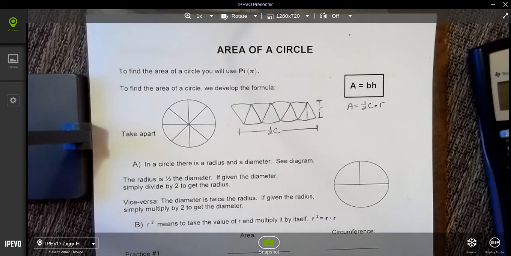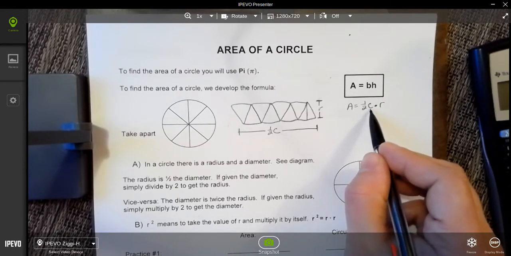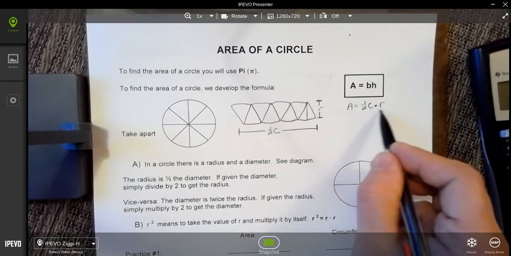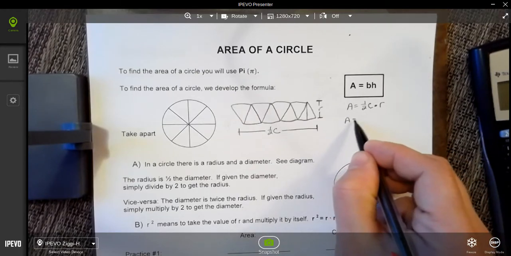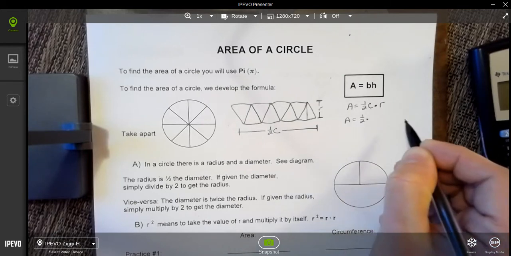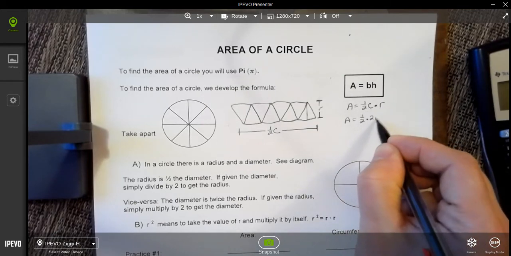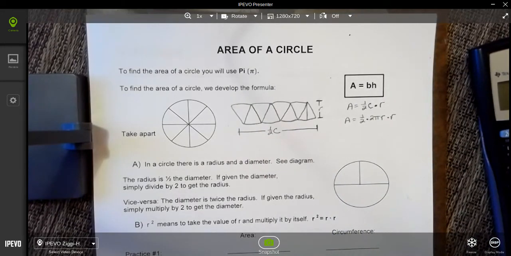Okay, and now we're going to do another substitution. Rather than keeping this in terms of the circumference, we learned yesterday that the circumference could either be pi times the diameter or 2 pi times the radius. And since we're using the radius here, that's what we're going to do. We're going to substitute in the circumference formula using the radius. So we're going to keep our 1/2 times the circumference, which is the same as 2 pi r, times the radius. All right, and so our formula is starting to take shape.